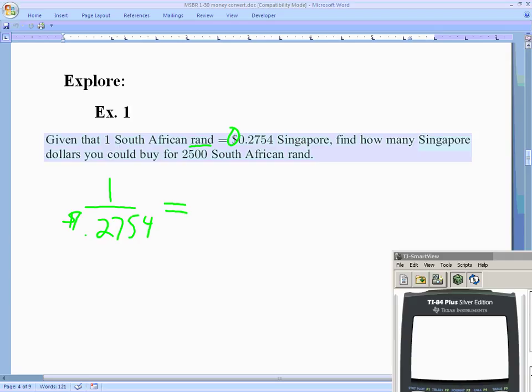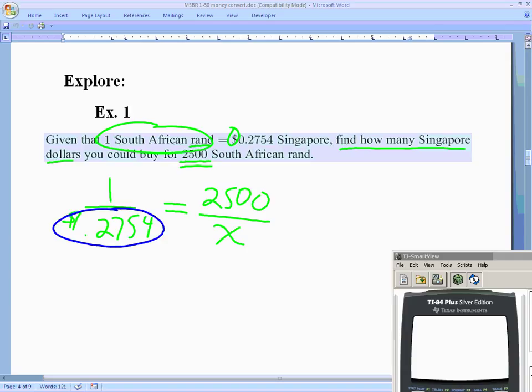When I set up this proportion now, I need to make sure that there are like terms in the top and the bottom. Well, what do I put in the top? That would be my South African rand. So when I set it equal, I've got to have South African rand once again in the top. And in the problem here, there's 2,500 South African rand. So that's what I put up in the top. The thing that would go in the bottom is Singapore dollars. That's what we're looking for. It says how many Singapore dollars. So I don't know how many go there. And so that's what I put in the denominator. As you'll notice, I have dollars here and an unknown amount of dollars. In the top, I've got 1 rand and again the 2,500 rand.